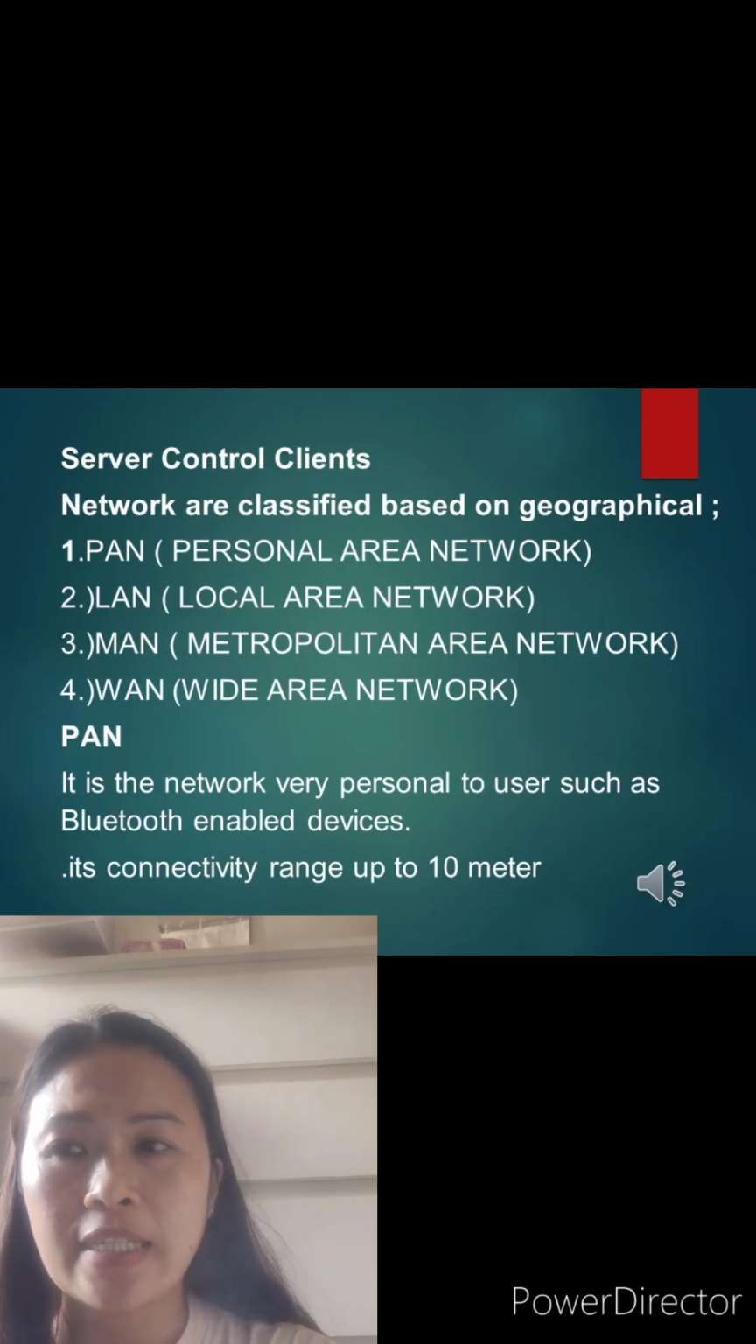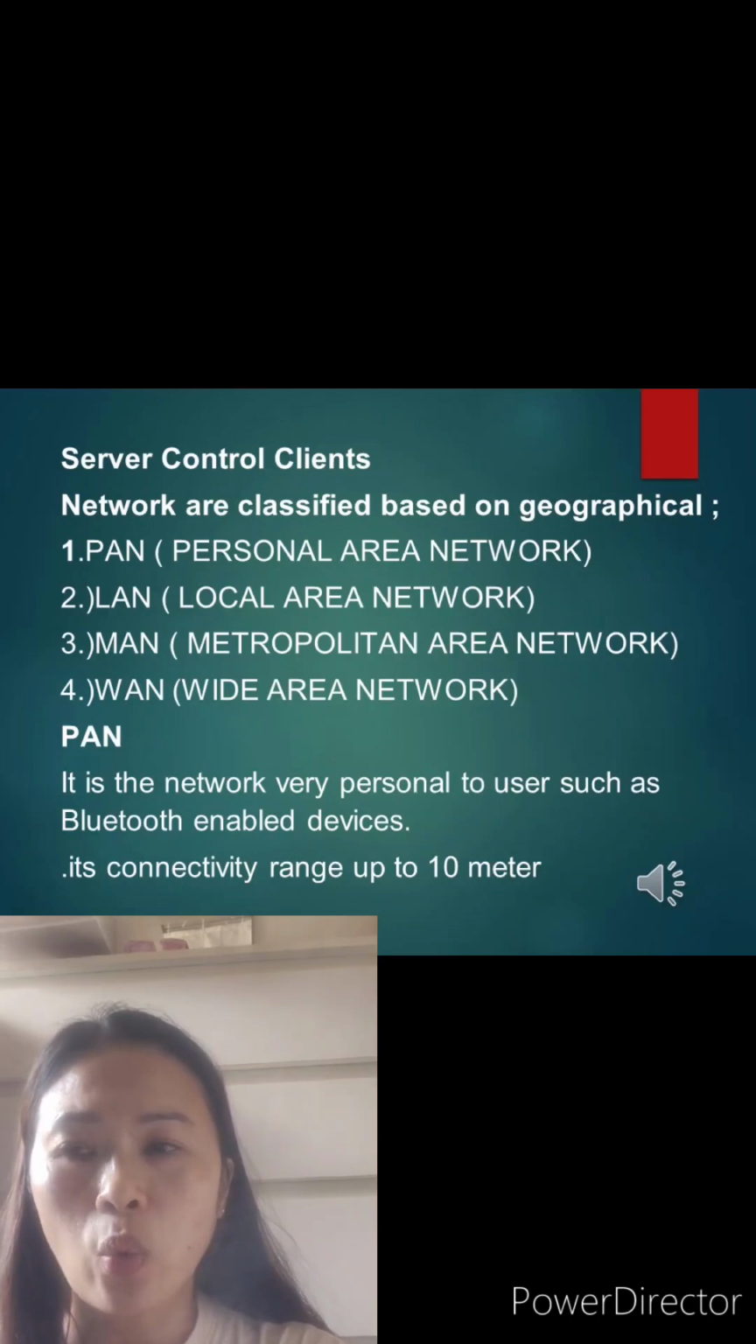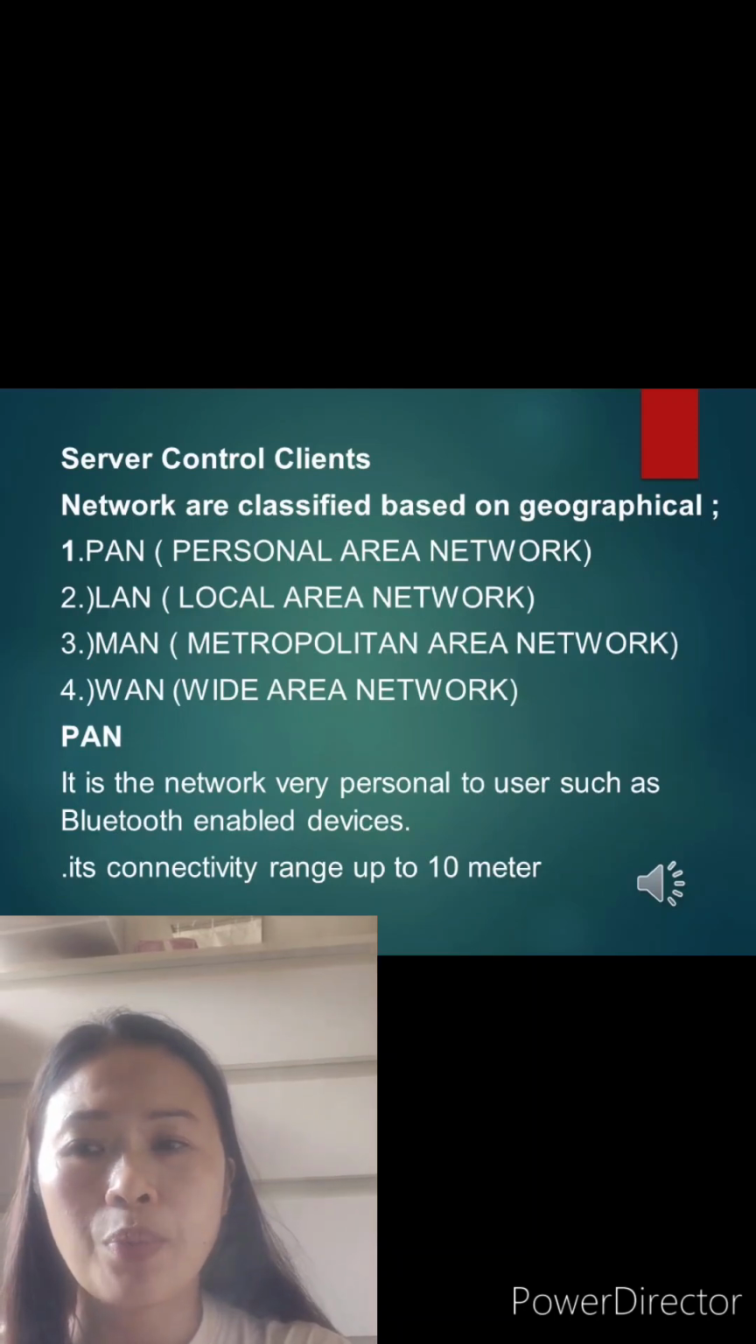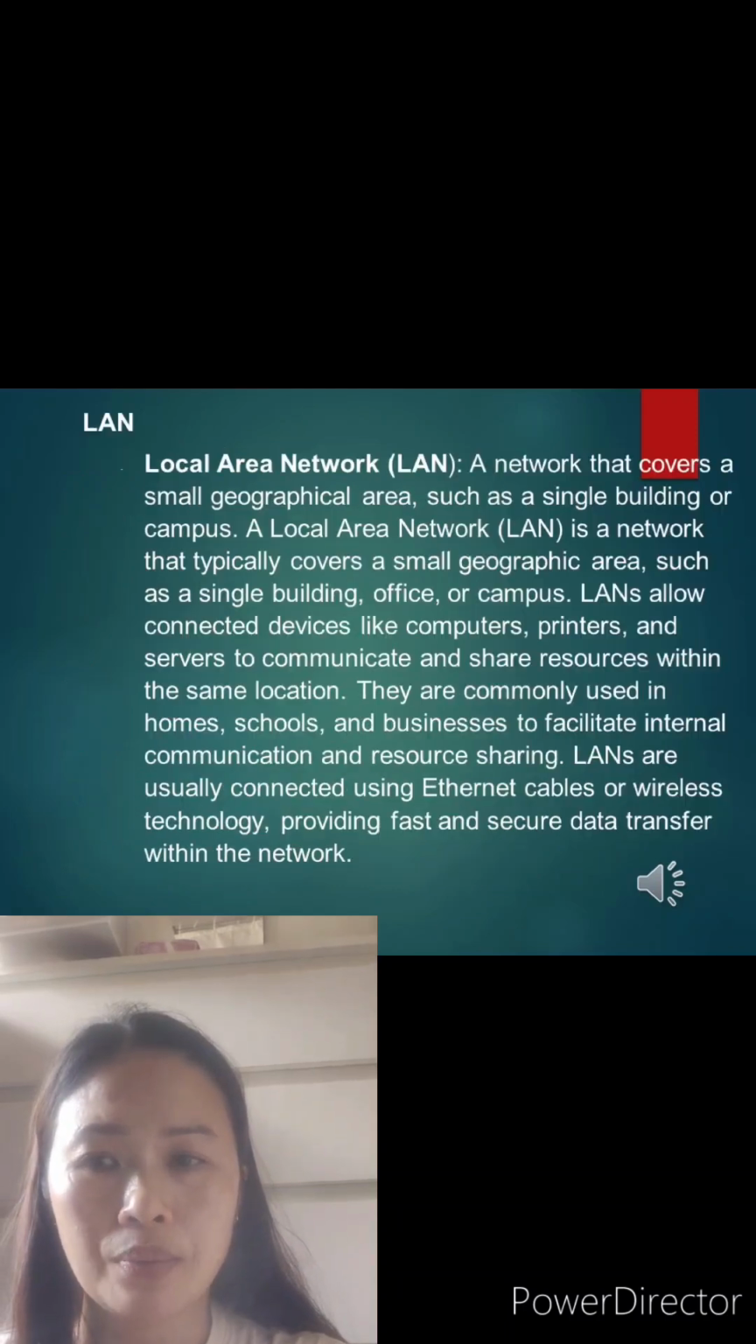Networks are also classified based on geographical area. The first one is the PAN, which is the personal area network. The second one is the LAN, the local area network. The third one is the MAN, the metropolitan area network. Fourth is the wide area network. PAN is a network very personal to users, such as a Bluetooth-enabled device. Its connection range is up to 10 meters.